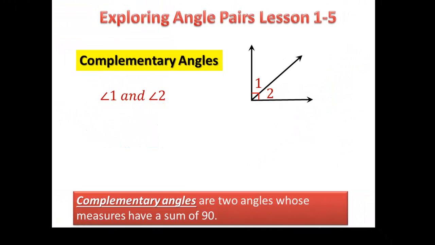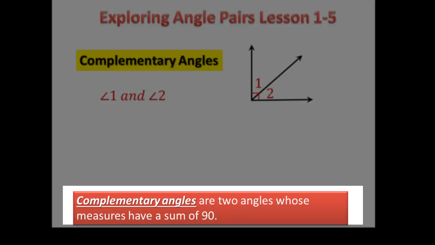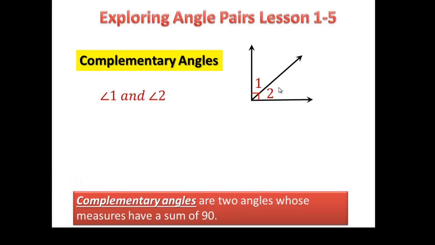The next pair of angles that we're going to talk about are complementary angles. Let's go right to the definition. Complementary angles are two angles whose measures have a sum of 90. Taking a look at this diagram here, we have angle 1 and angle 2. Well, they have to have a sum of 90 because we see this symbol right here that is telling us that this is a right angle, meaning that it has to be 90 degrees.